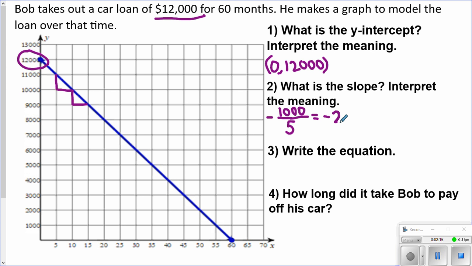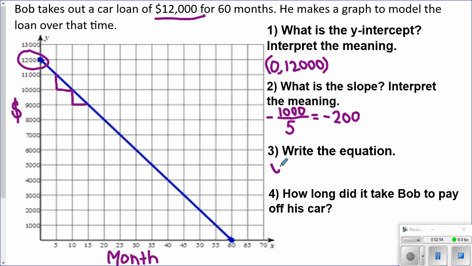We get negative 200. So let's interpret the meaning of this. Okay, if this is my cost, this is my amount of money, this is my time, or this is my months. So what does negative 200 mean? He's paying $200 per month. And you can write that out. I'm writing with my mouse, so it's a little bit messy. $200 per month.